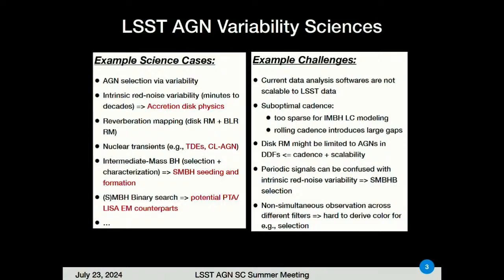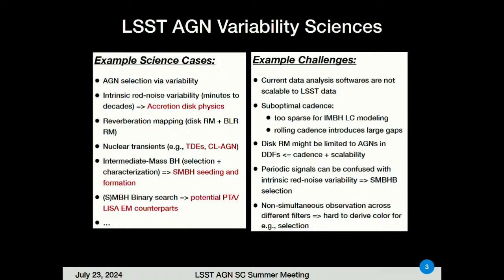The agents in the fast deep, the main circuit, we have a lot more agents there. So probably that will be hindered by both the cadence and the scalability of current software. And periodic signals might be confused with the intrinsic stochastic variability. The non-simultaneous observation will make it really hard to come up with color information. Hopefully, the tool that we're working on will address some of the problems and also provide alternative potential. It's not a solution, but ways to relieve some of the tension.